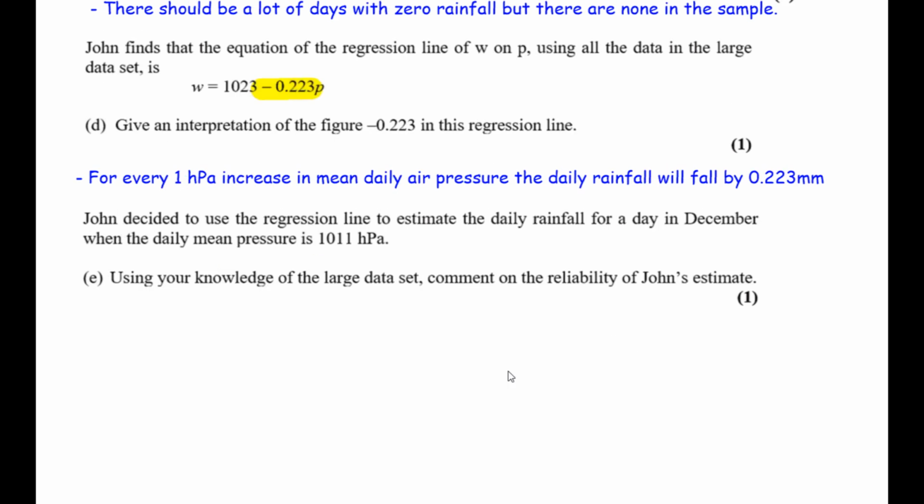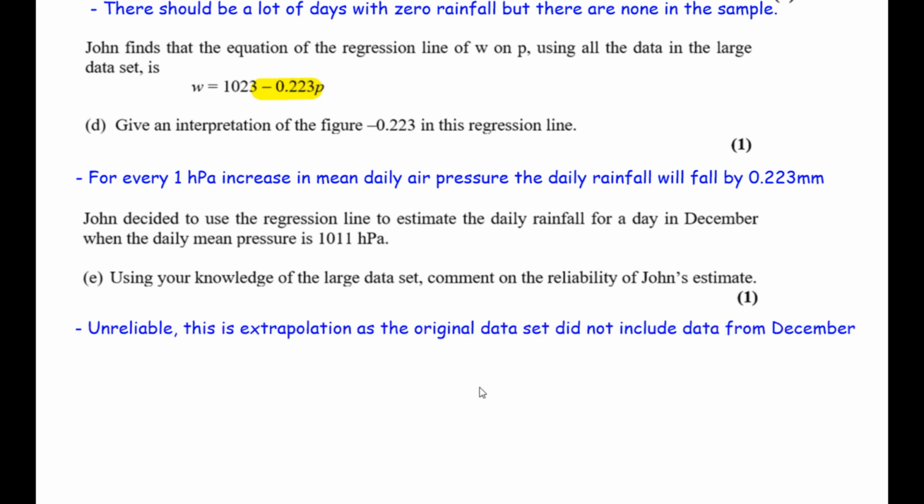So John decided to use the regression line to estimate the daily rainfall for a day in December when the daily mean temperature is 1011 HPA. Using your knowledge of the large data set, comment on the reliability of John's estimate. So this question is basically asking whether there's interpolation or extrapolation, and this is actually going to be extrapolation. If you recall, in the large data set, the data does not cover the month of December. So to use our regression line as a prediction tool for December would be inappropriate. It is extrapolation.